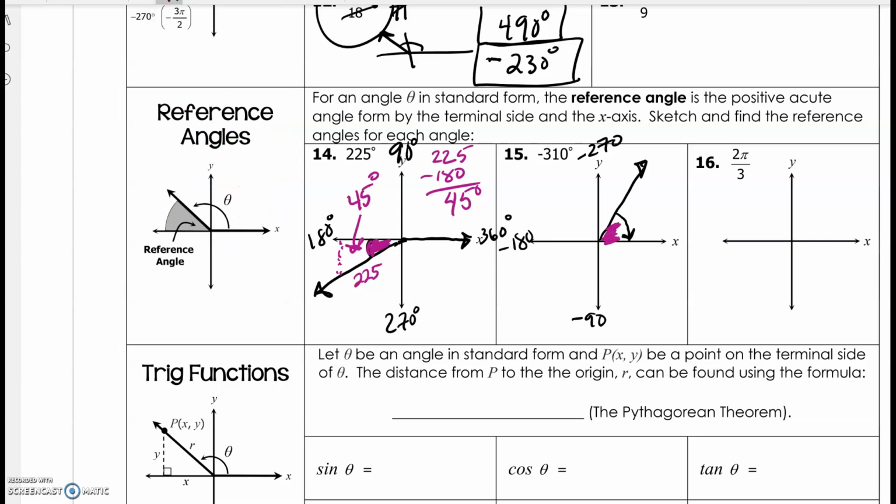And notice I didn't really talk about coterminal angles over here because this is a positive angle, but negative is when we definitely need to understand coterminal. So I said to find coterminal, I need to take 310 and add 360. And what do I get? I get a positive 50 degrees. So my reference angle is also my coterminal angle, and it's 50 degrees.